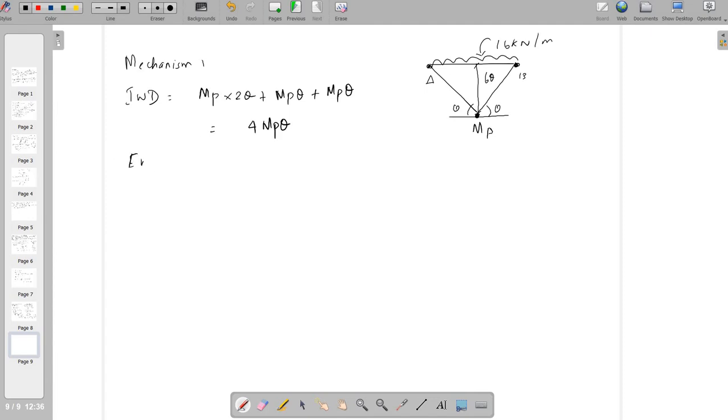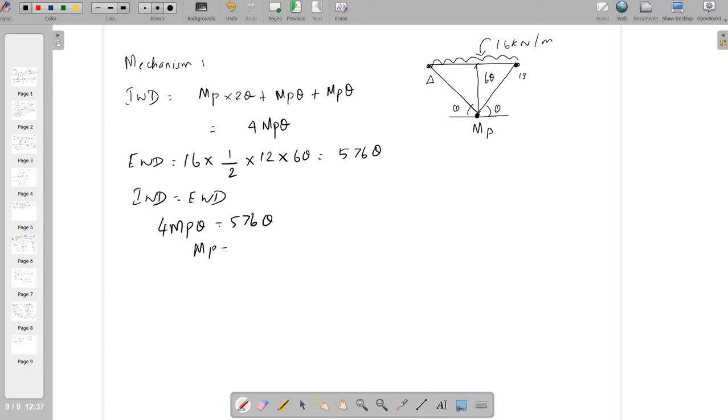For the external work done, we know the area of the triangle into load. 16 into half into 16 into half, the span is 12 into h. So totally 576 theta. So if you equate internal work done with the external work done, 4 MP theta equals 576 theta. MP is equal to 144 kilonewton meter. So it is one of the moment of resistance values using the mechanism 1.